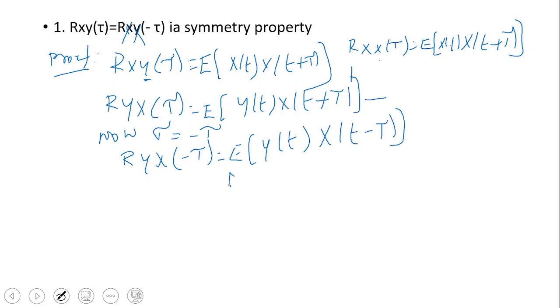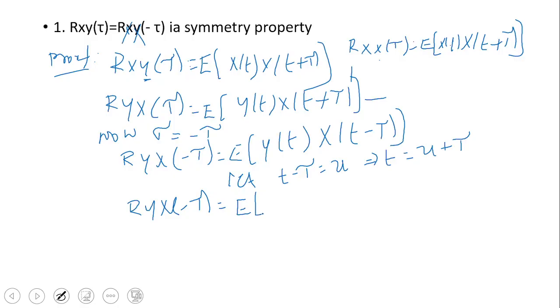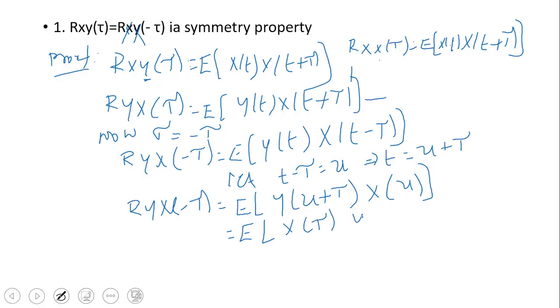Now let t minus tau be equal to another variable u. Then what will happen to t? t is equal to u plus tau. So ryx of minus tau is equal to the expected value of y of t, where t is u plus tau, so y of u plus tau, x of u. Okay, you can replace u with another variable, since it is a dummy variable. So I am writing x of t, y of t plus tau.